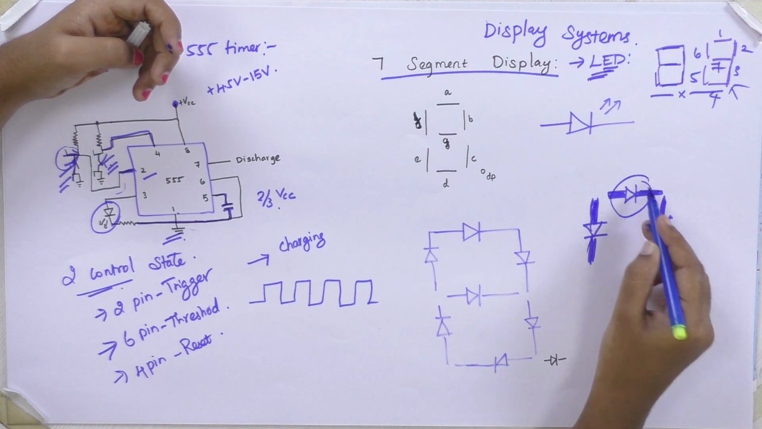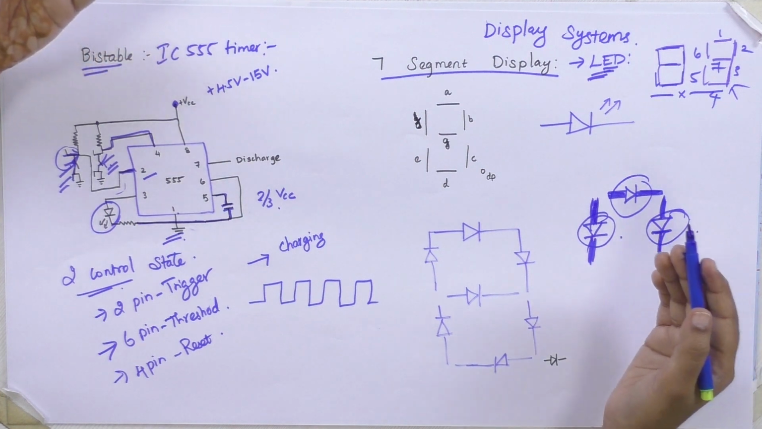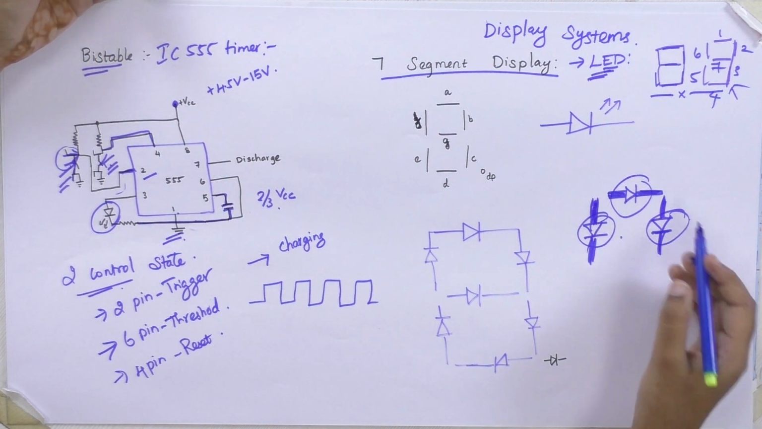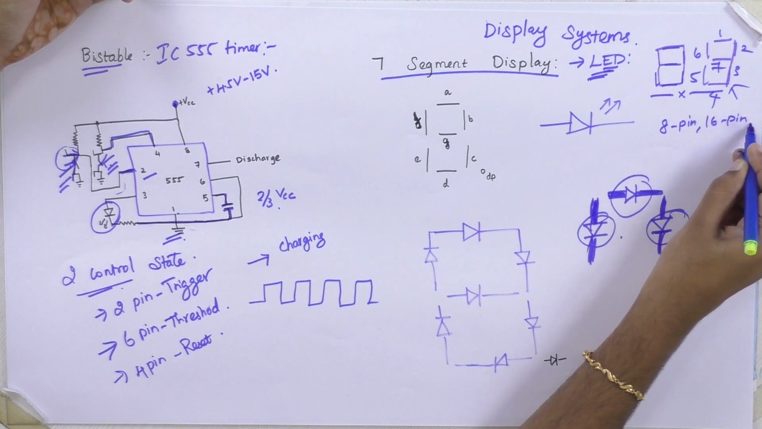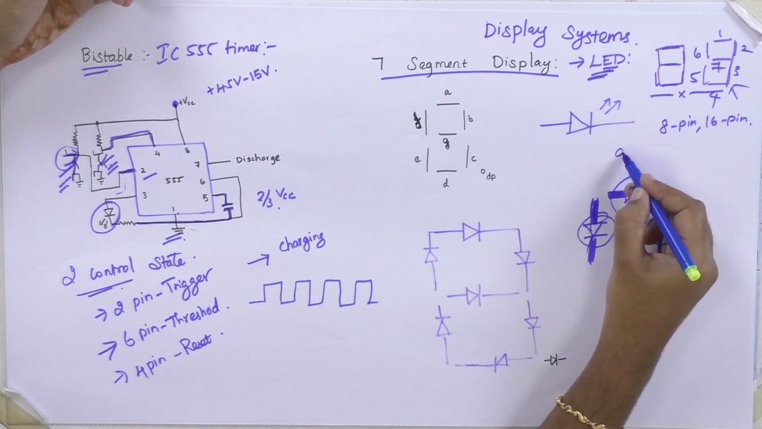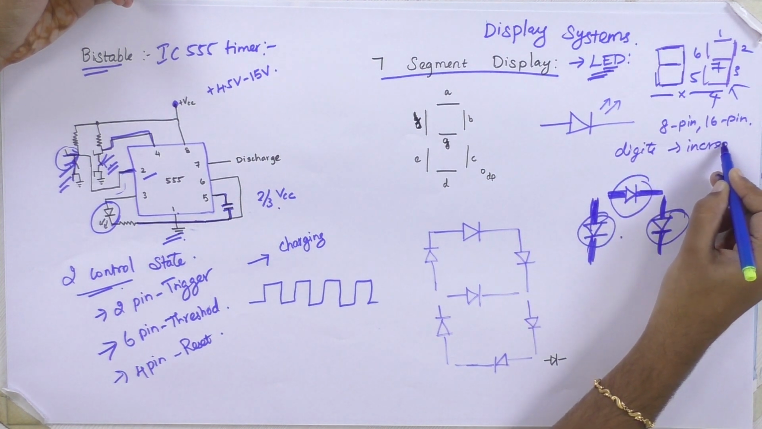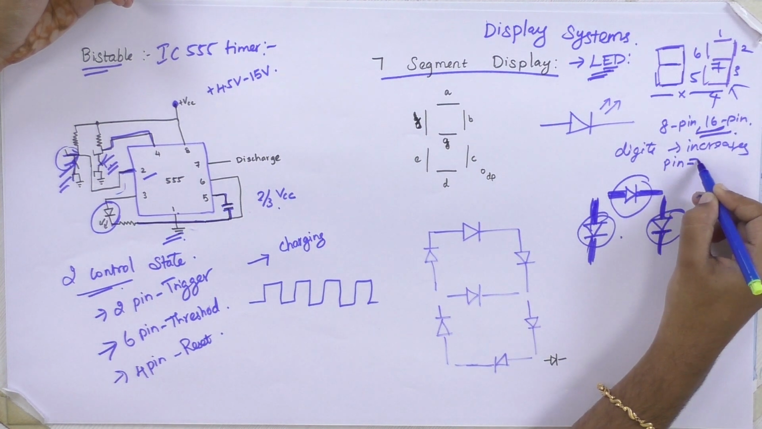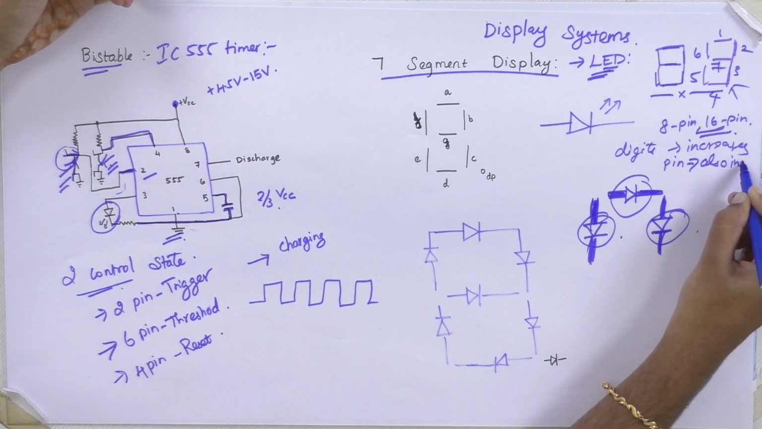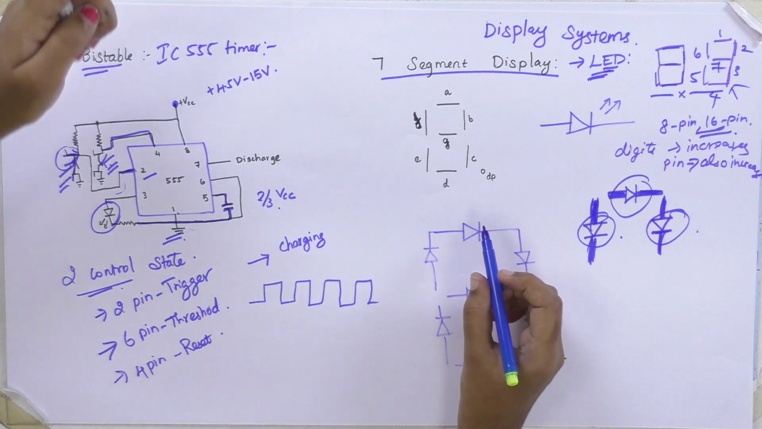Like this, light emitting diodes will be placed in each segment. This 7 segment display also has configurations of 8 pin and 16 pin. When the number of digits for display increases, your pin configuration also increases. So there are 2 types of configuration for 7 segment display.